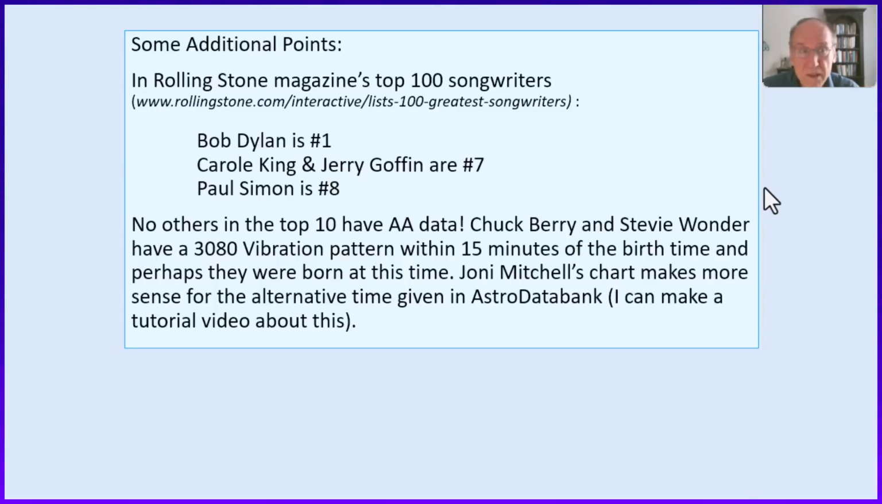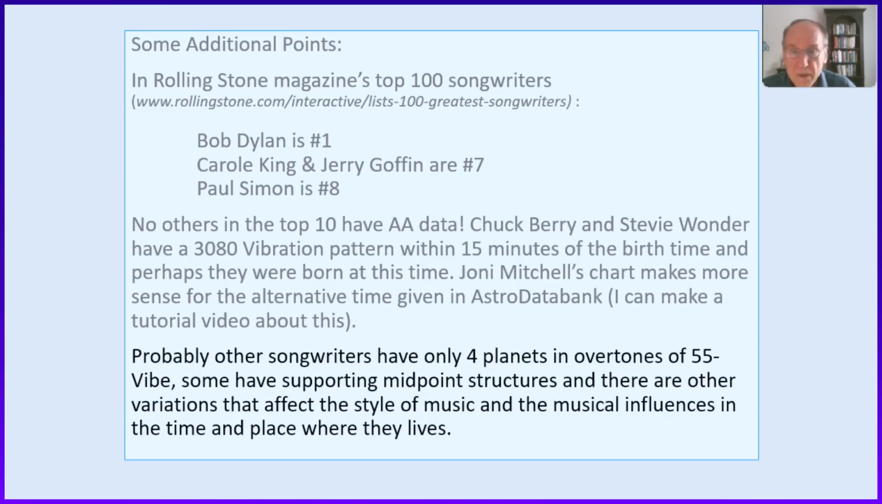Another reason I'm mentioning this is you could have a very good songwriter and there'll be other things going on. So probably other songwriters have only 4 planets in overtones of 55. I don't think the 385 is necessary to be a songwriter. It's one of the possible things. Just 55 by itself. You don't have to be Bob Dylan or Carole King or Paul Simon. There's only 10 of them out of many thousands, at the top 10. So there's going to be a lot of variations.